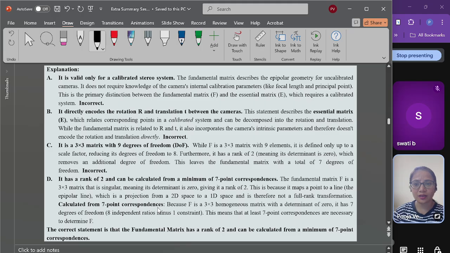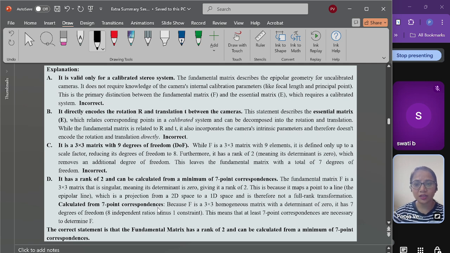So option A is it is valid only for the calibrated stereo system. The fundamental matrix describes the epipolar geometry for uncalibrated cameras, as we know. So it does not require knowledge of the camera's internal calibration parameters like focal length, principal point, or skew. We have already seen this in the previous question. This is a primary distinction between the fundamental matrix and the essential matrix E, which requires a calibrated system. So this statement is incorrect regarding the fundamental matrix.